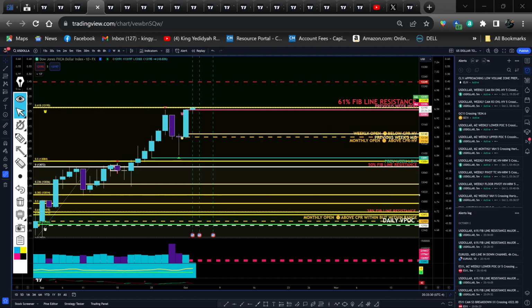So let's start off here with the US dollar. The US dollar is very simple at the moment. We have a 61% fib retracement resistance line right here. We either break through it and head to the upside, or we pull back and move sideways, or we follow through back into this high volume area here. So we either get continuation or we get a pullback right here.